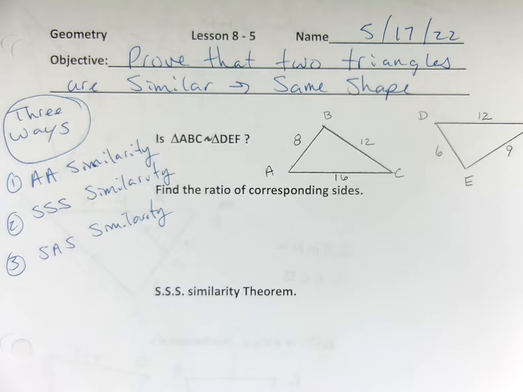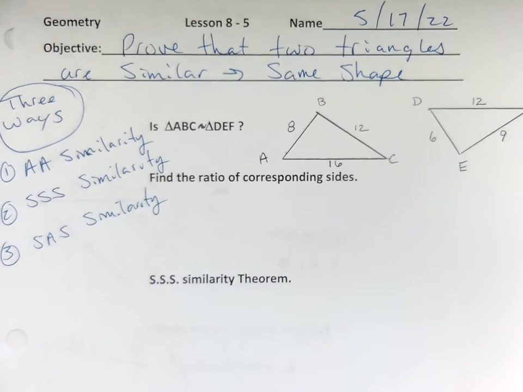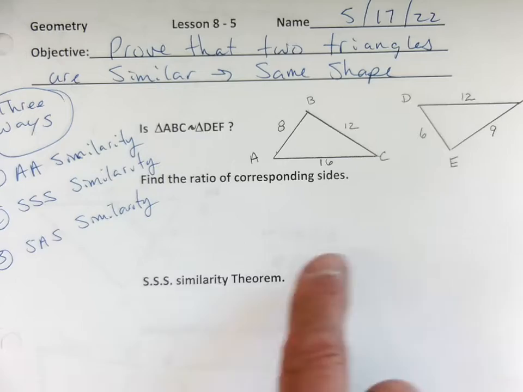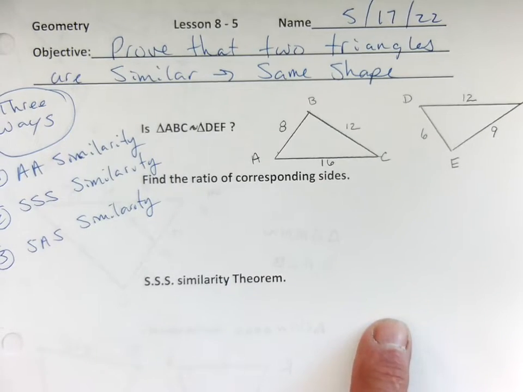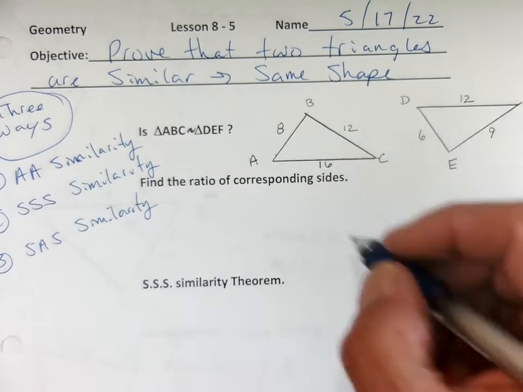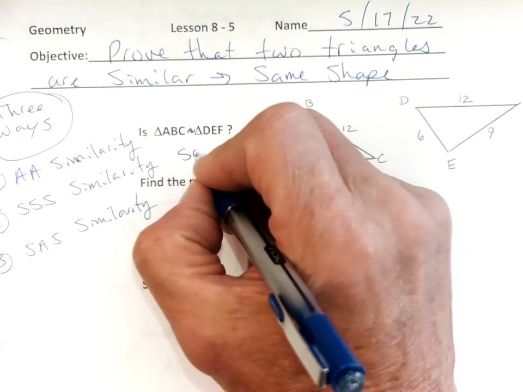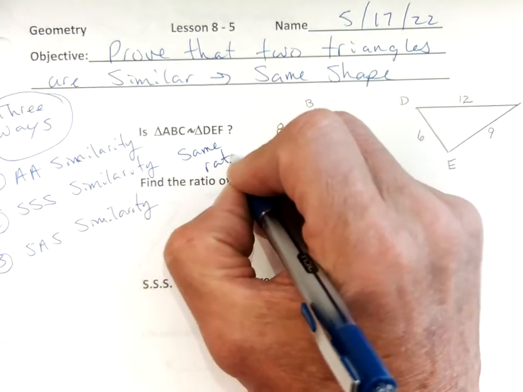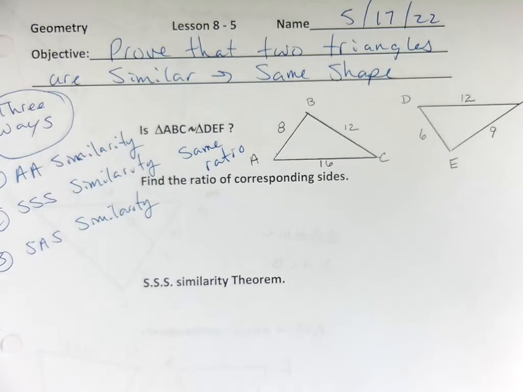Now, side side side does not mean the sides are equal. Does not. In fact, they don't look equal, do they? But they just have to have the same ratio. So we need the same ratio. Same ratio is what we need. So I need to find and set up all the ratios.